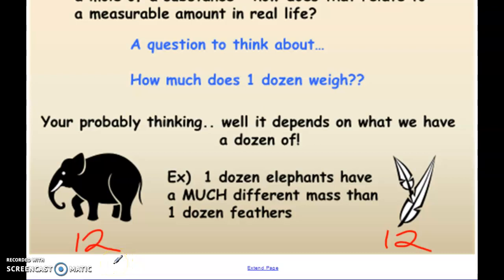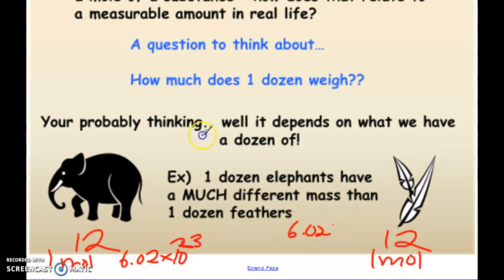And that's no different when you're looking at atoms or molecules or any particles. A dozen of anything has the same number, but different mass. Same thing here. If I have 1 mole of elephants versus 1 mole of feathers, 6.02 times 10 to the 23 elephants is going to weigh very differently than 6.02 times 10 to the 23 feathers. Just make sure you remember the number is associated with the word mole.